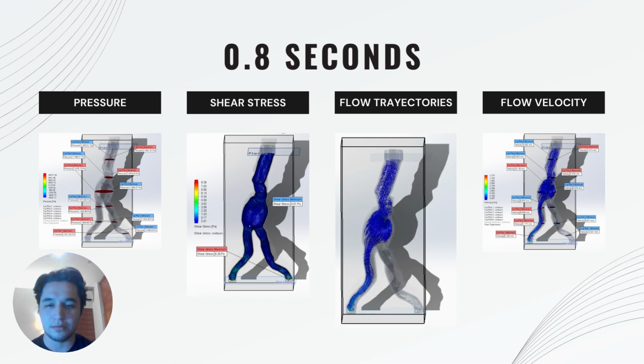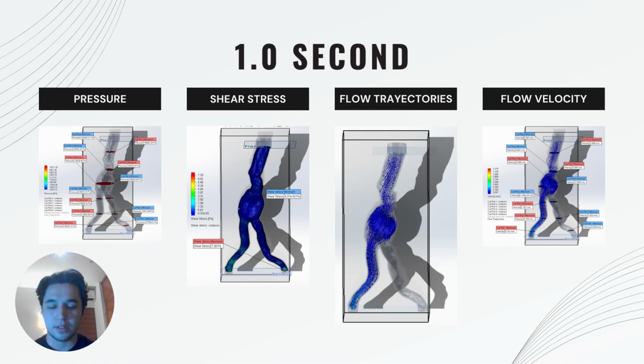When the simulation reaches 0.8 seconds, all of the results are affected. This is due to the decreasing pressure and flow velocity inside our model. Here we can observe some of the results on the shear stress, pressure, flow trajectories, and flow velocity and how they are decreased by this factor.